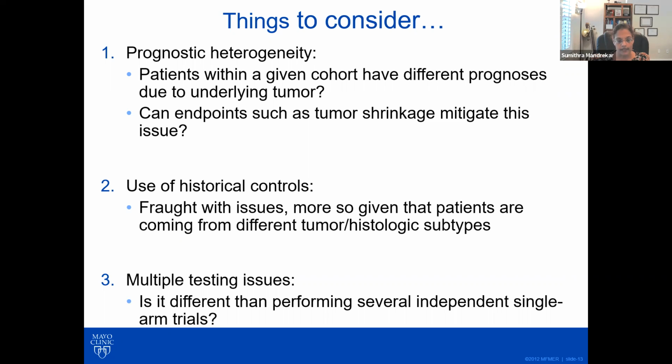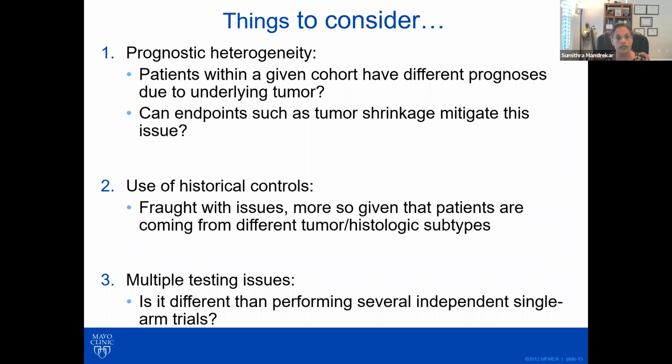And finally, multiple testing, right? So everybody says we're going to look at the cohort of patients together, but I know I have enrolled, let's say, 3 GI cancer patients and 2 lung cancer patients, and maybe both lung cancer patients responded. I'm sure they're going to start to want to look at subsets, right? And maybe expand subsets. So I feel like there's going to be a lot of multiple testing issues. And so how is it different than performing several independent single-arm trials? So these are things to consider when a basket trial design is set up.